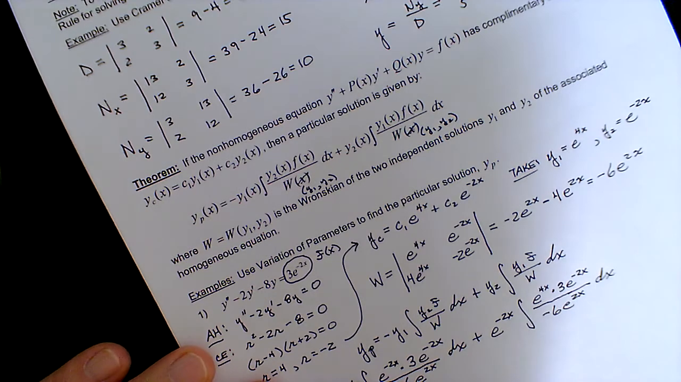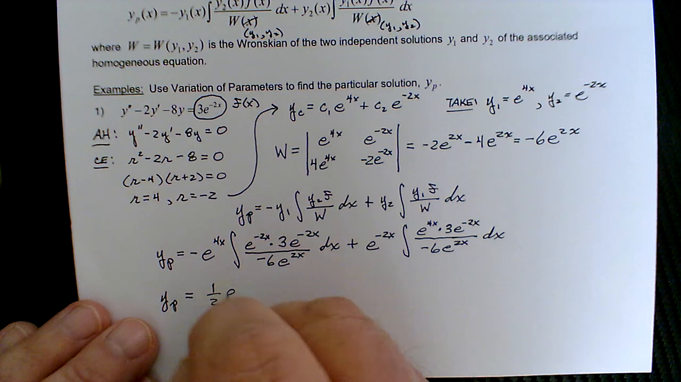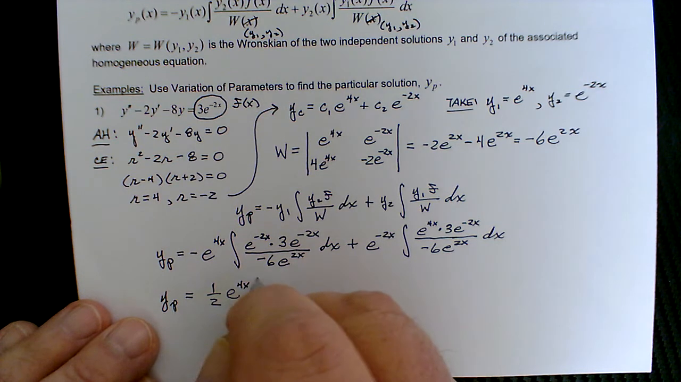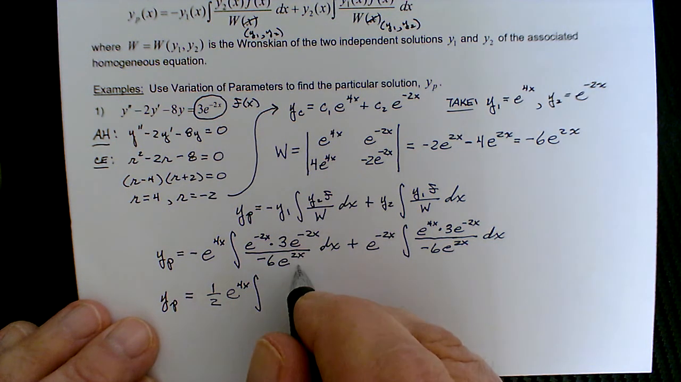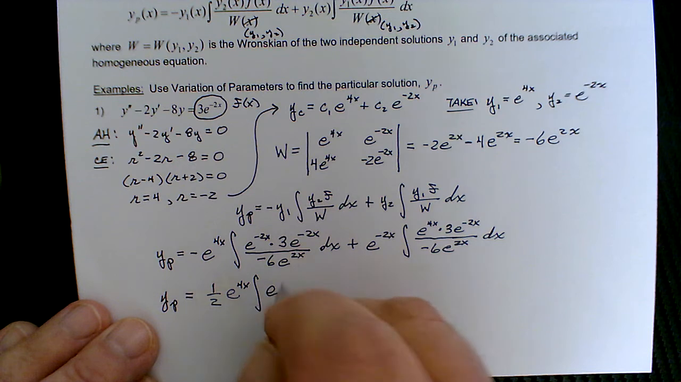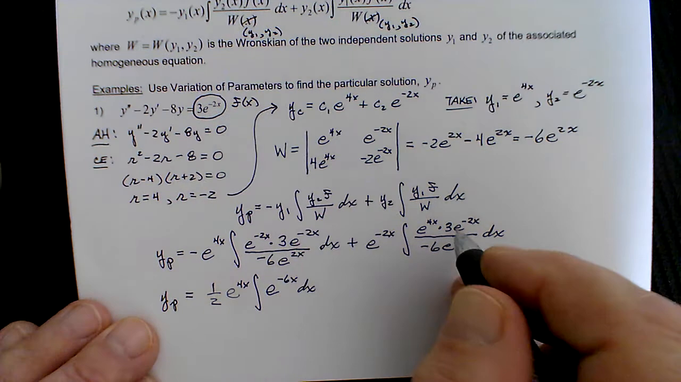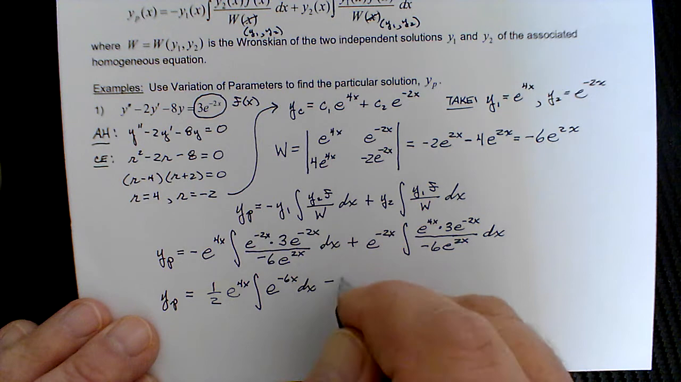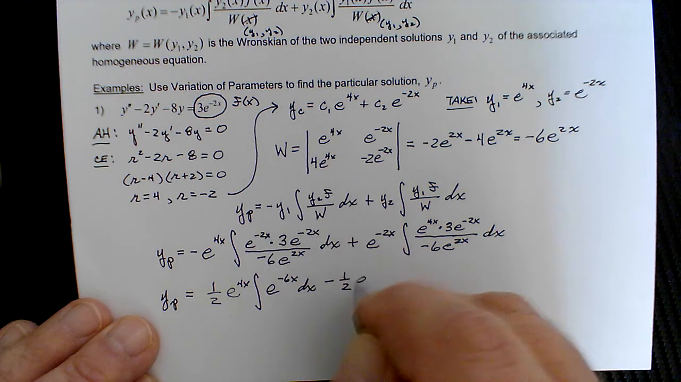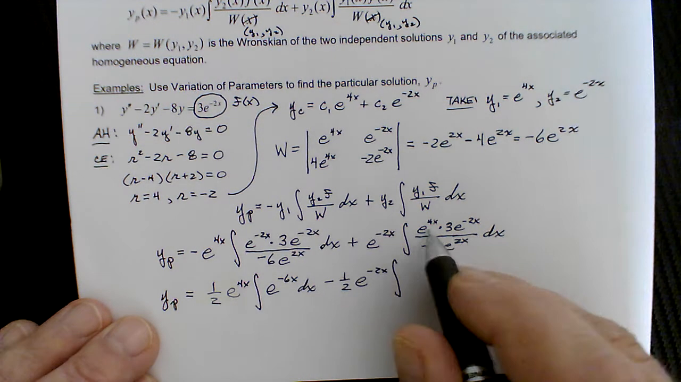Fix this, I forgot to carry along that e to the 4x there. Okay, and then as we just said, e to the negative 4x over e to the 2x is e to the negative 6x. And then here, let's see, we get 3 over negative 6 is negative 1/2 again. So let's bring that out in front. The e to the negative 2x. And let's see what we get here.